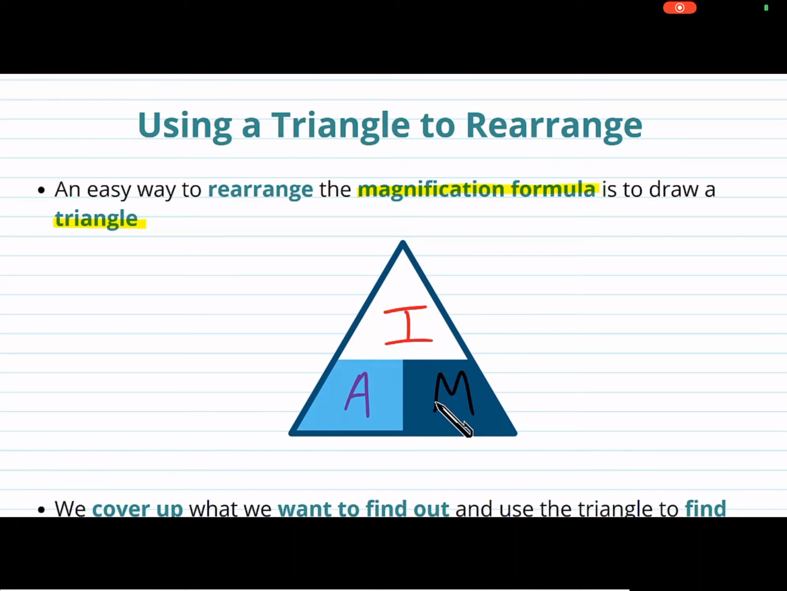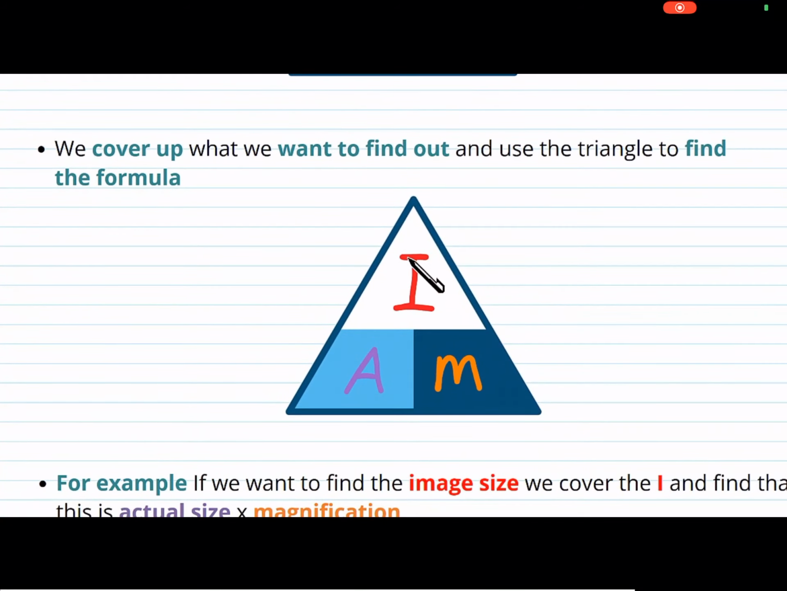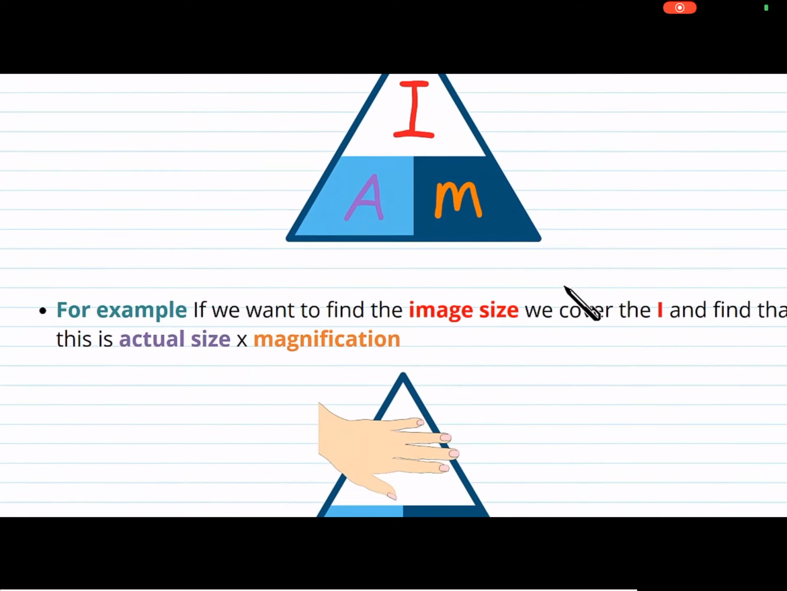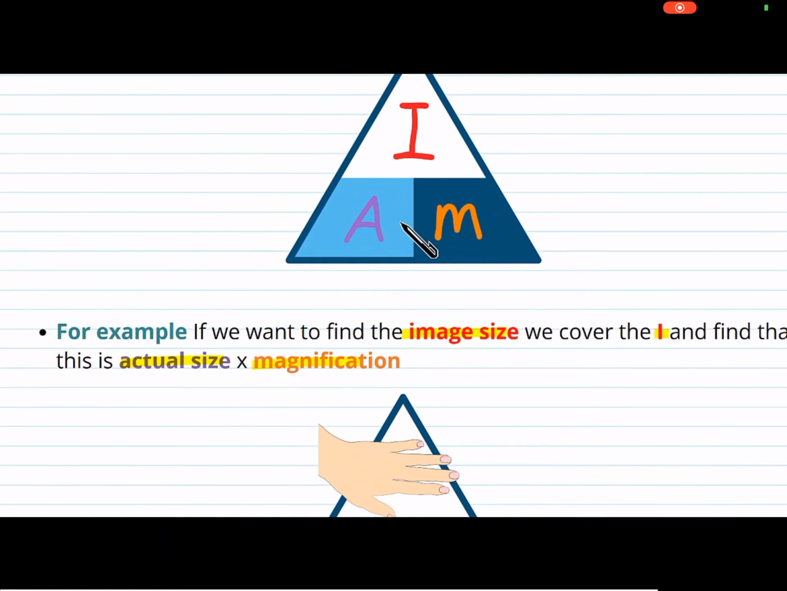And the way that you do this is that you cover up in the triangle whichever one you're looking for. So you cover it up with your hand or whatever you want to do. So for example, if we wanted to find the image size, we cover the I, because that's the one we're looking for, and then you're left with the other two. And the way that you see the triangle is that you times these two together, and this line represents divide. So if you cover the I, you do A times M. If you were to cover the A, you would do I divided by M. If you were to cover the M, you do I divided by A. So this line is a dividing line, this is a times.